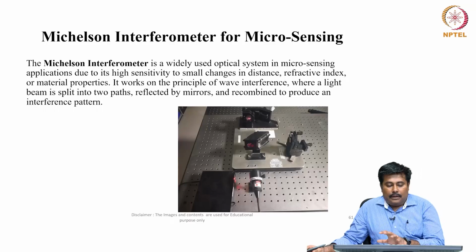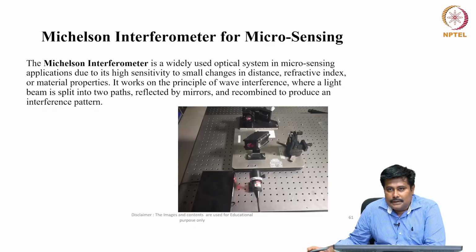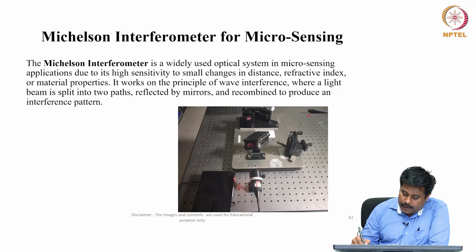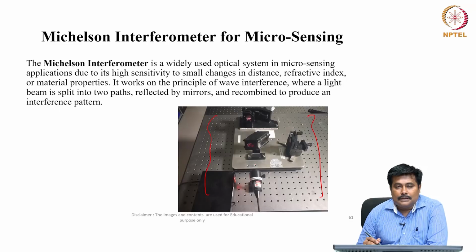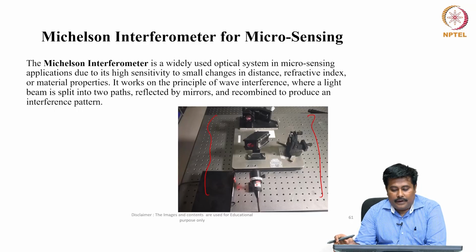Now, let us see the overall construction of a Michelson's interferometer. This is the actual configuration of a Michelson's interferometer. The Michelson's interferometer is a widely used optical system in microsensing applications due to its high sensitivity to small changes in distance, refractive index or material properties. It works on the principle of wave interference, where a light beam is split in two parts, reflected by mirrors and recombined to produce an interference pattern.